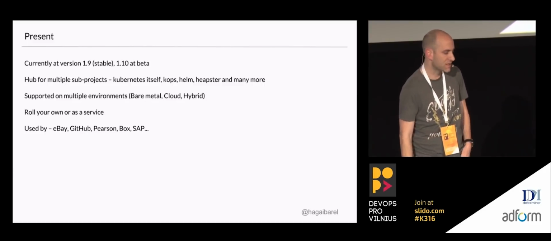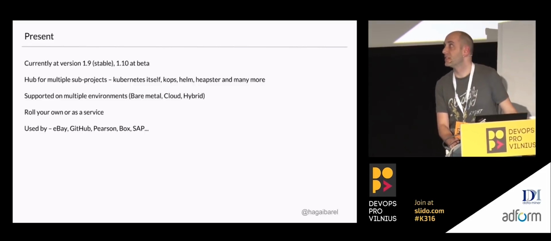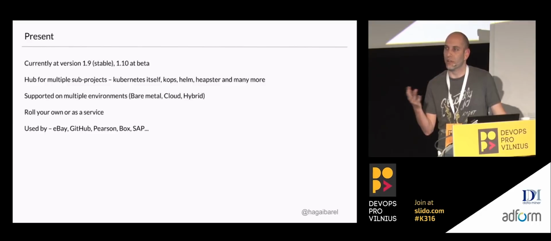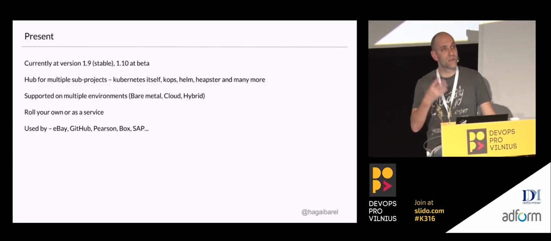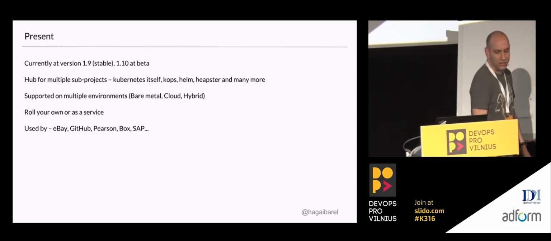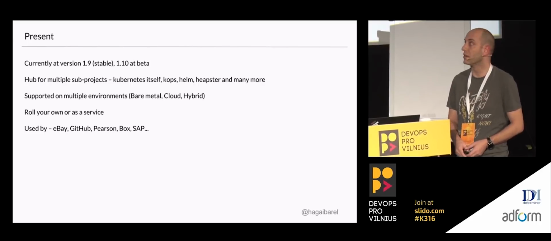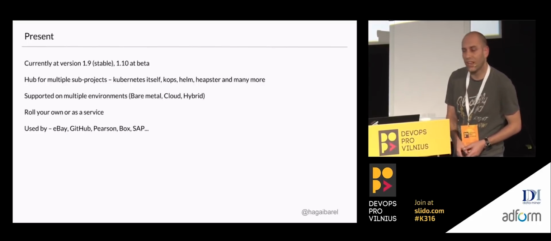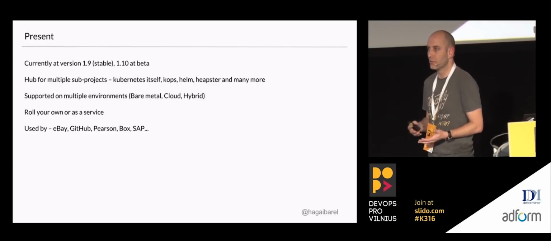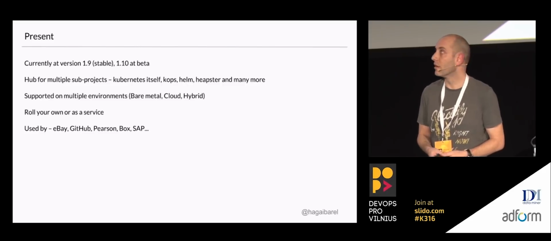Presently, Kubernetes is at version 1.9. 1.10 is in beta. The Kubernetes GitHub repo is a hub for a lot of sub-projects all related to Kubernetes. There's the orchestrator, the scheduler, Kubernetes, Kops, Helm, Heapster, and many other projects. Supported on multiple environments. You can run Kubernetes on bare metal. You can run it on the cloud and in a hybrid. Being a cloud native framework by design, you get the most benefit when you run it on a cloud provider, but you can just the same do it when you're running on bare metal.